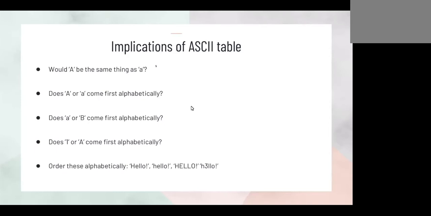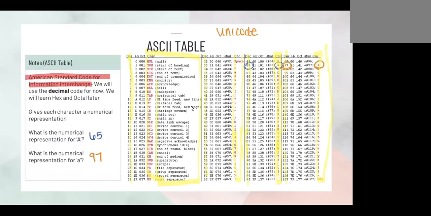So let's think about it in terms of just the ASCII table. When we were comparing in the previous slide, the numerical representation for capital A is 65, whereas the numerical representation for lowercase a is 97. Despite both of these being the same letter, they're both A, they're not the same code. So let's go ahead and actually try this out.